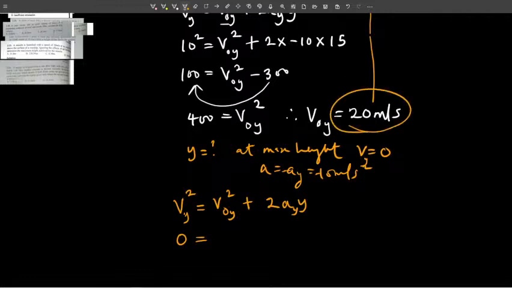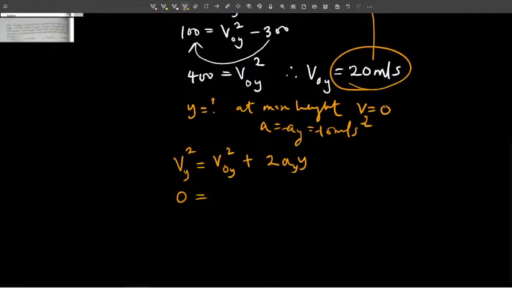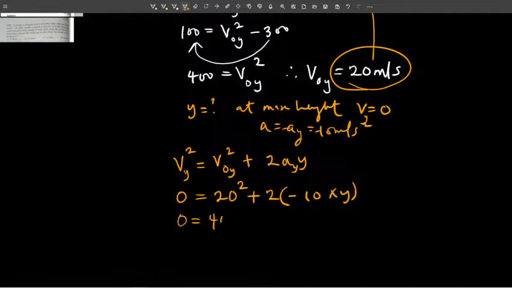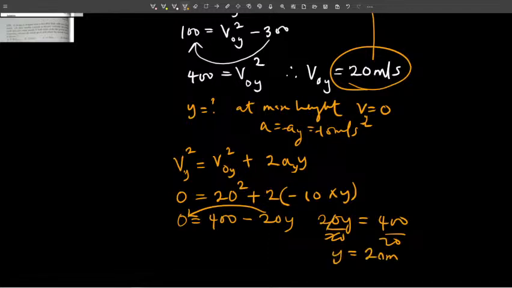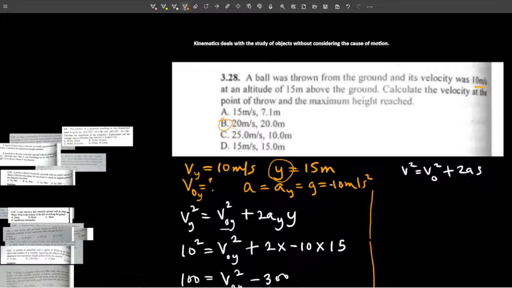Do you understand? But the body was thrown without velocity. So the initial velocity there is 20 squared plus 2 times minus 10 times Y. So 0 equals 400 minus 20y. Take this over here, you have 20y equals 400. Divide both sides by 20, and my y equals 20 meters. So that means the answer is B.